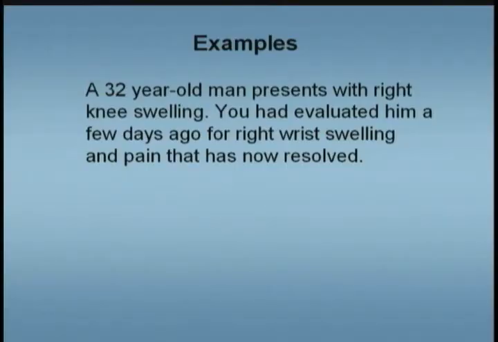A 32-year-old man presents with right knee swelling. You have evaluated him a few days ago for right wrist swelling, and the pain has now resolved, meaning the right wrist swelling. So this guy has migratory arthropathy, and he actually came to us just a couple of days later. Now the knee was better, and now his left elbow was involved. And so this is migratory arthropathy. So our differential diagnosis here would be Lyme disease, right? Disseminated GC, right? And we said rheumatic fever.